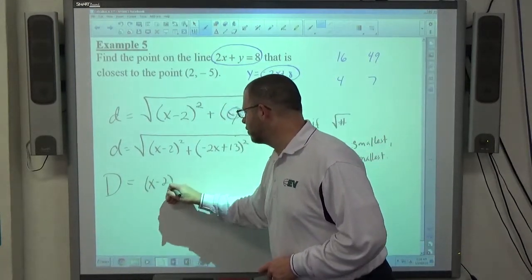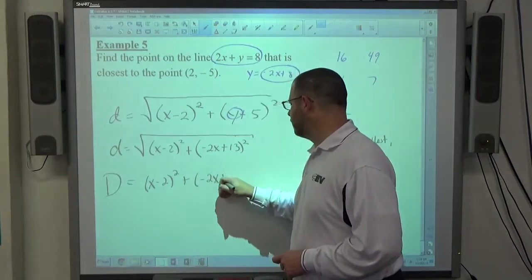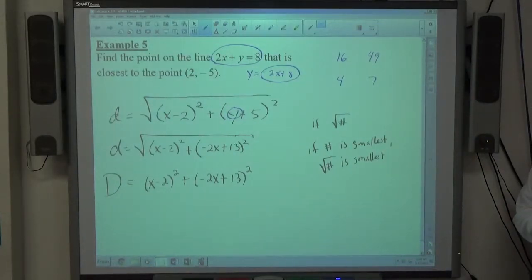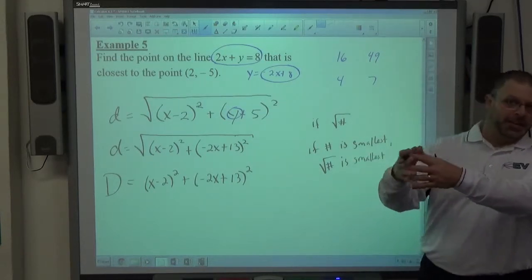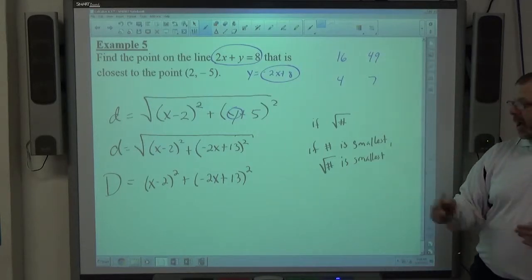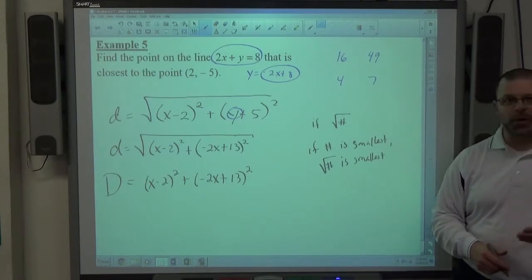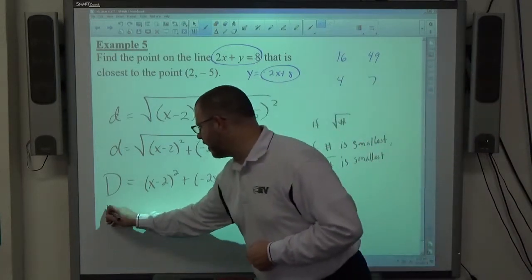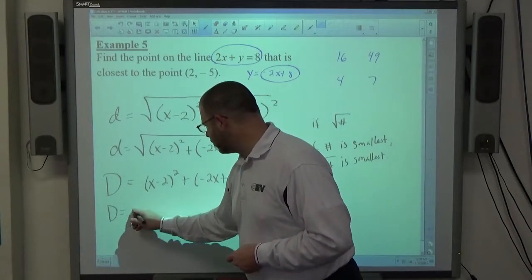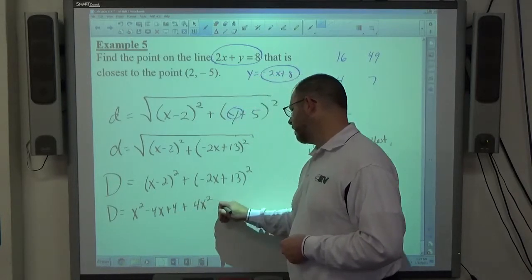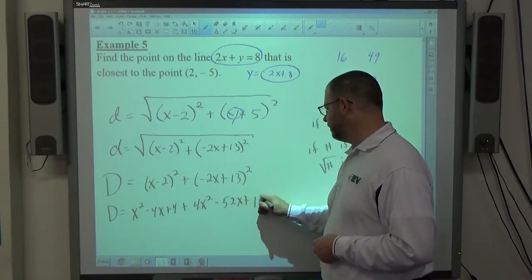D = (x − 2)² + (−2x + 13)². All right, and then that's what I want to differentiate, right? I got what I'm trying to minimize, big D, in terms of a single variable x. I could differentiate that using the chain rule right now. Not that hard. But if I don't want to use the chain rule, I can actually square those things and add them together, right? So let's do that. Most of us like to use the power rule. So x² − 4x + 4 + 4x² − 52x + 169.